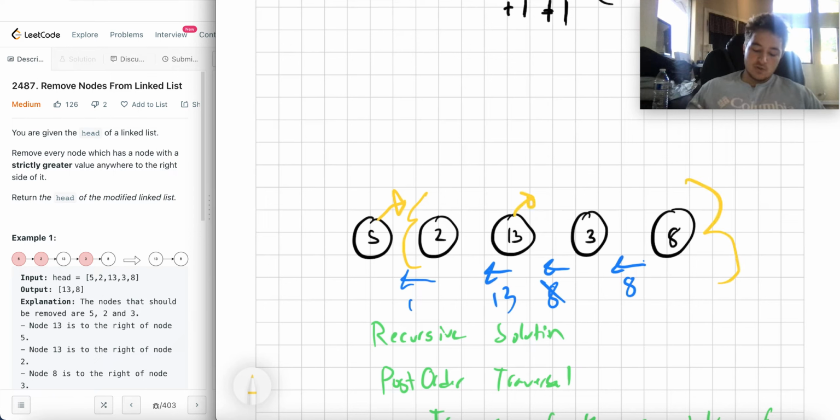So this 8 will come back, and 13 will attach itself to this 8 because that's what's returned from the function. So you'll have 13, 8. Since 13 is a part of the solution, 13 and 8 gets returned back. So then 2 attaches itself to 13 and 8. But since 2 is not a part of the solution, you just return 13 and 8. So 5 will attach itself to 13 and 8. But since 5 isn't a part of the solution, we'll only return 13 and 8.